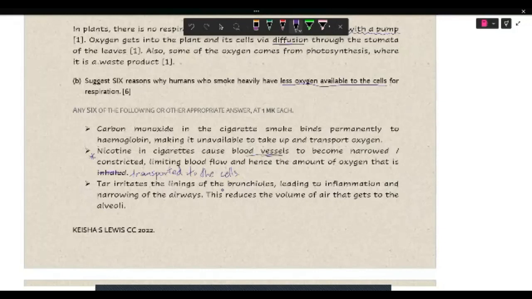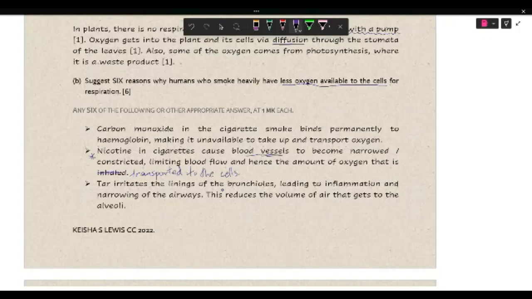Tar irritates. Well, we know about the tar, right? That's the one we often think about the most as well, because we are talking about irritation, and you all know about the smoker's cough when they're coughing all the time, and so on. So tar irritates the linings of the bronchioles. That leads to inflammation and narrowing of the airways. Right? And of course, that then reduces the volume of air.